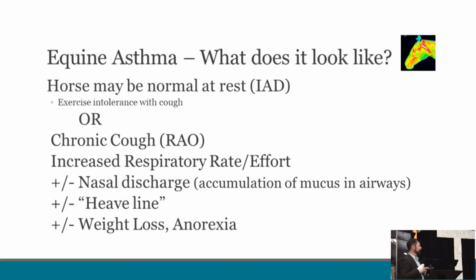So what does it look like? Like I mentioned before, for a horse with inflammatory airway disease, typically they're normal at rest, but they will have exercise intolerance with a cough. For a recurrent airway obstruction, often they'll have a chronic cough, an increased respiratory rate and effort, and they may have nasal discharge from the accumulation of mucus in their airways. They can also develop a heave line and also develop weight loss or anorexia.